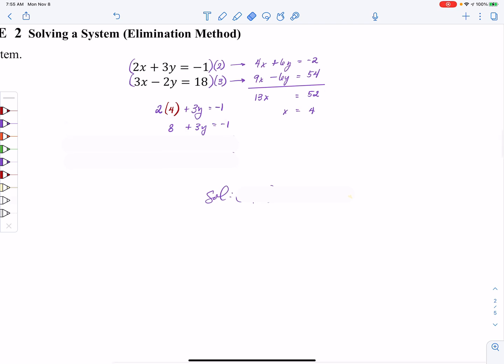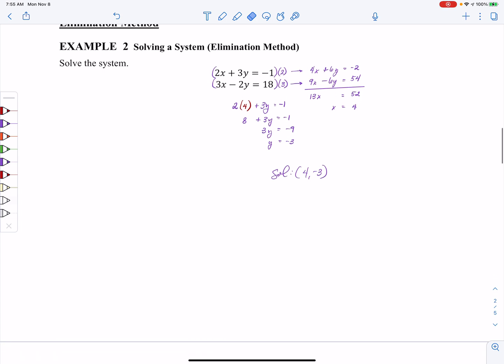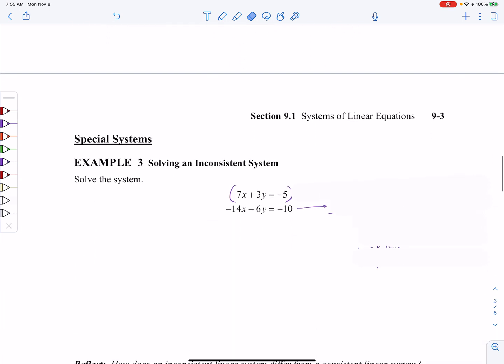We'll combine like terms here. So we'll get 3y equals -9, divide on both sides by 3. We'll get y equals -3. And now I'm ready to write my solution as (4, -3). And once again, you can check your work by plugging both of those back into both equations.